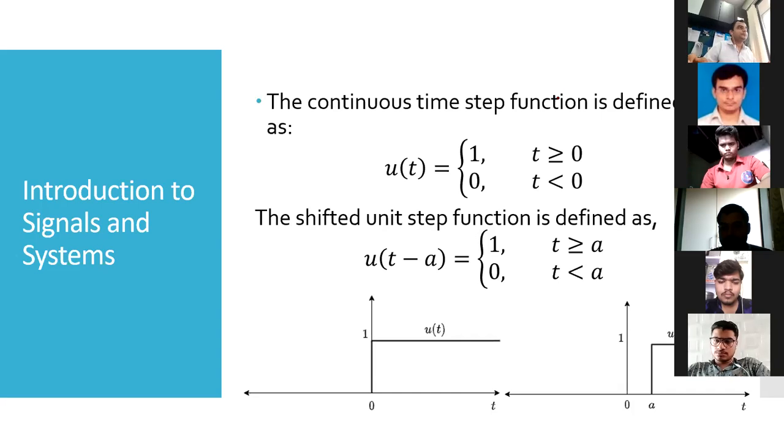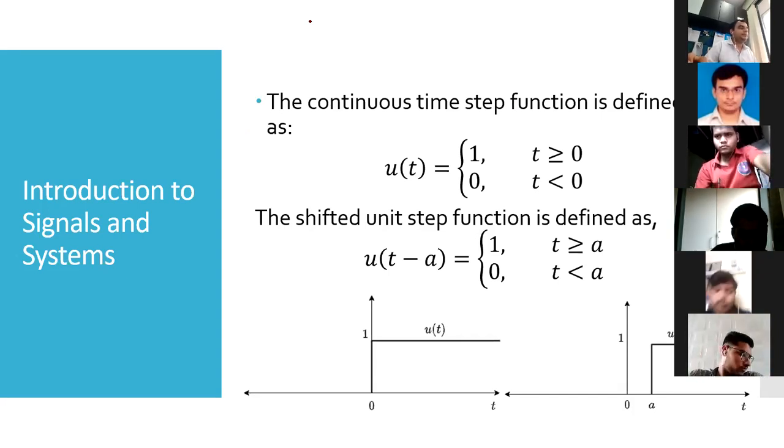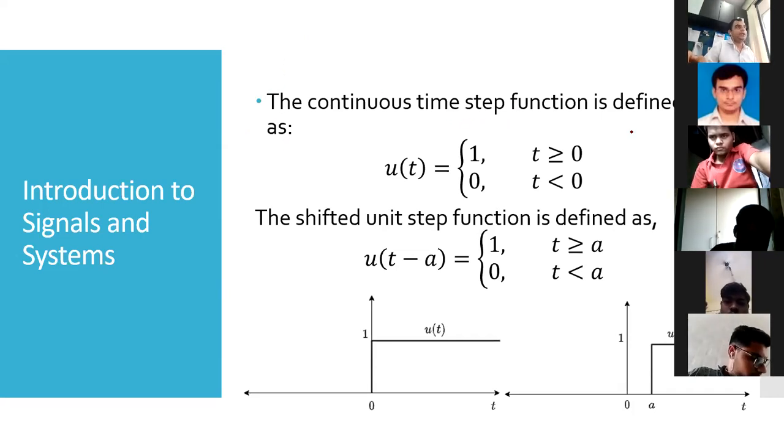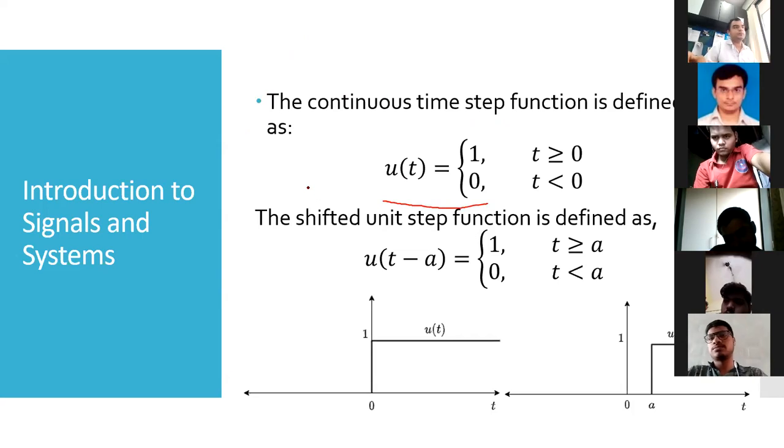Fine. So, question number 1. Sketch different signals: unit step, unit ramp, unit parabolic, and unit impulse. Fine. So, we will start with continuous time step function. It is defined as u of t is equal to 1 for t greater than or equal to 0, and it is 0 for t less than 0.